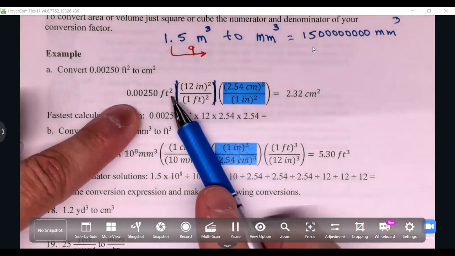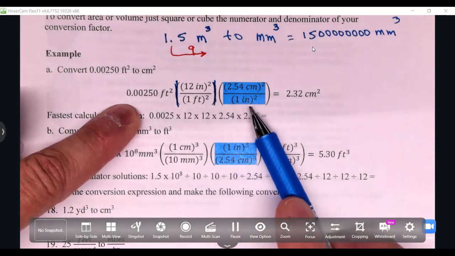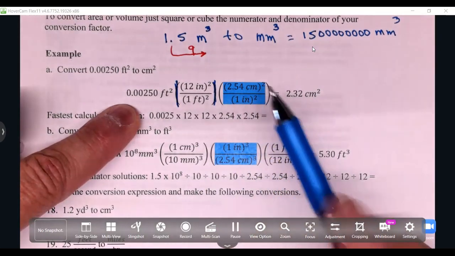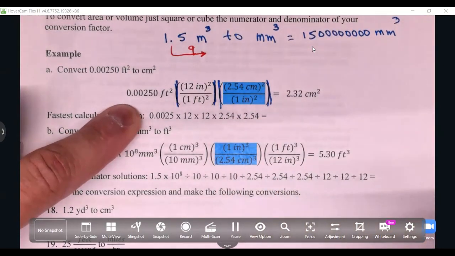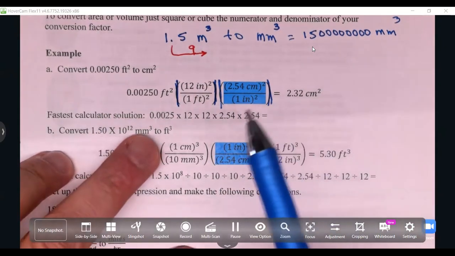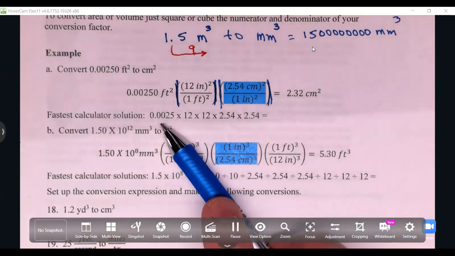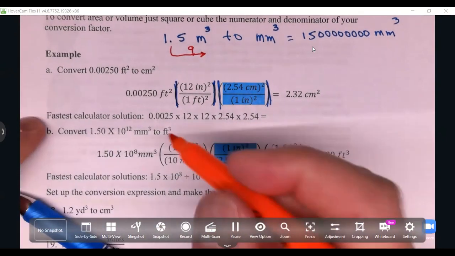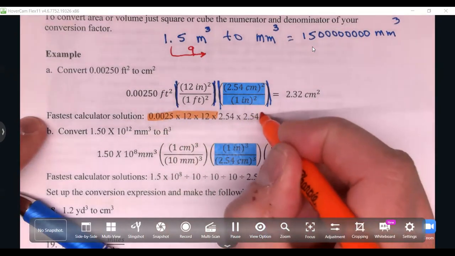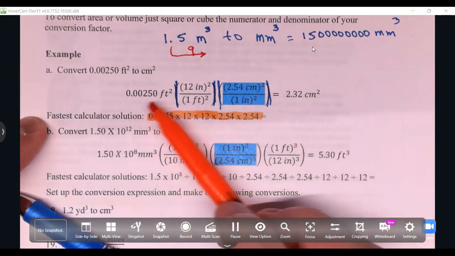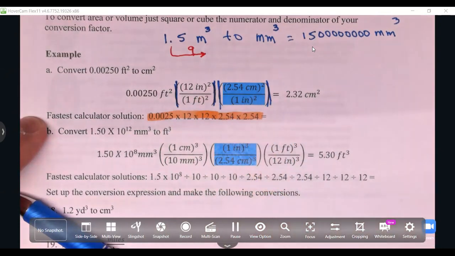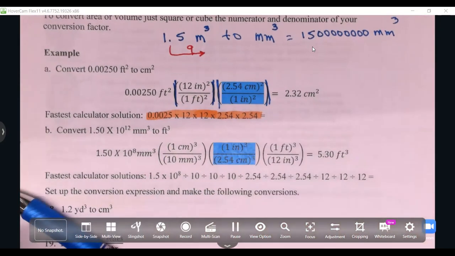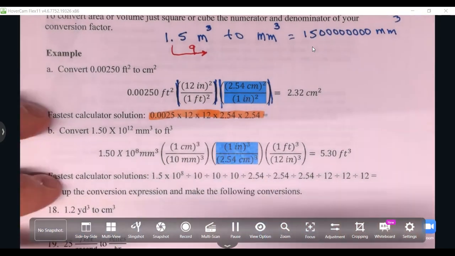But I'm going to square it because I'm starting with square units. Then 1 inch, 2.54 centimeters, and I'm going to square that. So in my calculator, it is this: .0025 times 12 times 12 times 2.54 times 2.54. That is the slickest, easiest way to do it. All of my units cancel out.